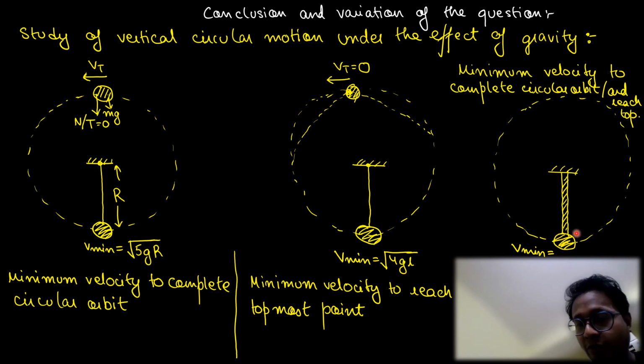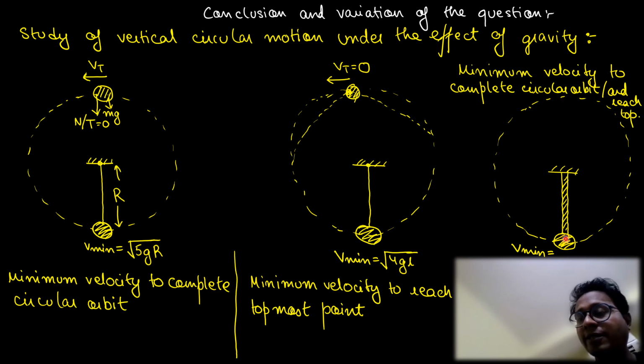See, if the glue has some strength, the velocity at the bottom will always be greater than the velocity at the top. So whenever it has to fly off, it will fly off at the bottom. So the only type of possible question out here is: what is the minimum velocity of this ball so that it completes a circular orbit?